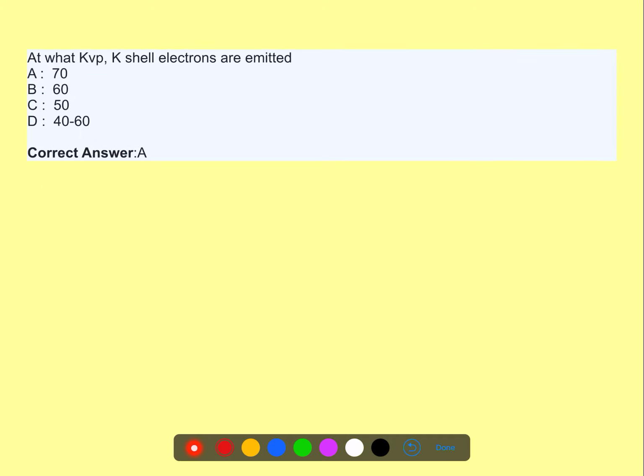At what kVp are K-shell electrons emitted? This is a direct question. At 70 kVp, the K-shell electrons are emitted.